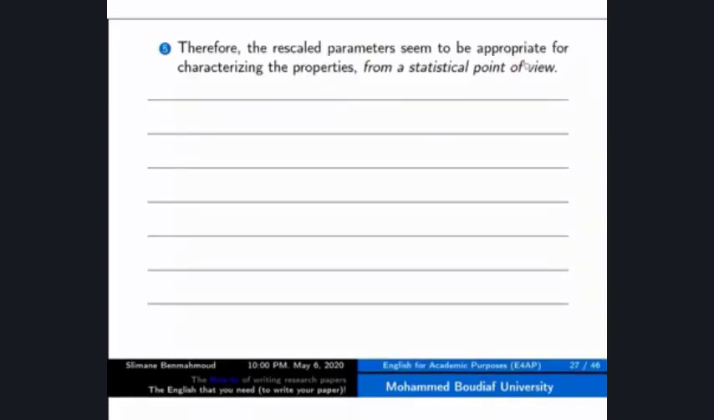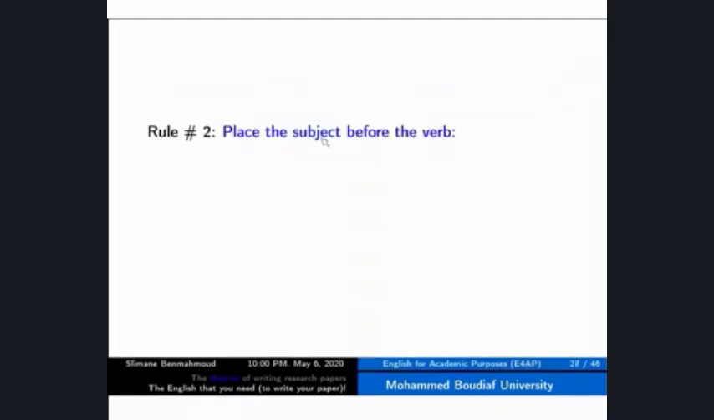Okay, another example. Therefore, the rescaled parameters seem to be appropriate for characterizing the properties from a statistical point of view. Well, here we have the same reason as in sentence number 4. The key information is given at the end of the sentence, which should not be the case. We rewrite it this way. Therefore, from a statistical point of view, the rescaled parameters seem to be appropriate for characterizing the properties.